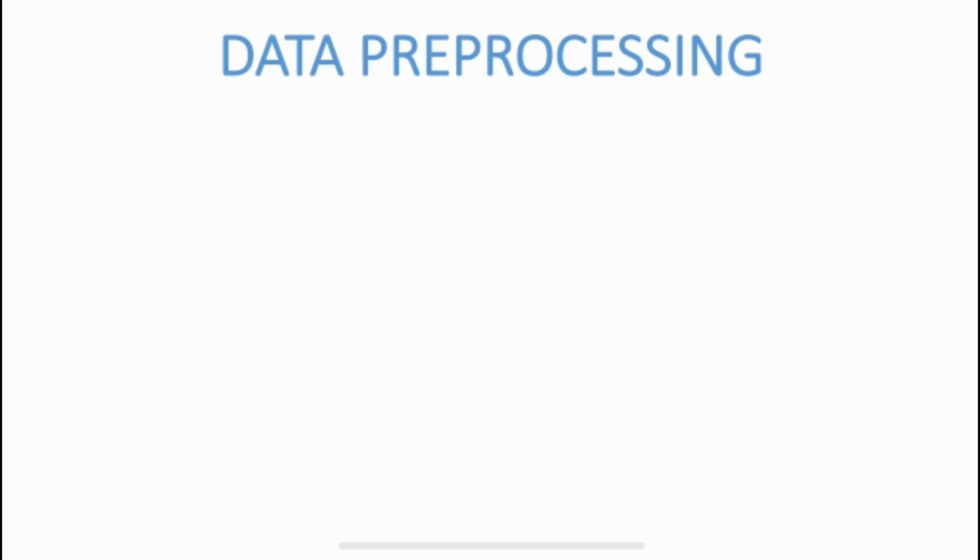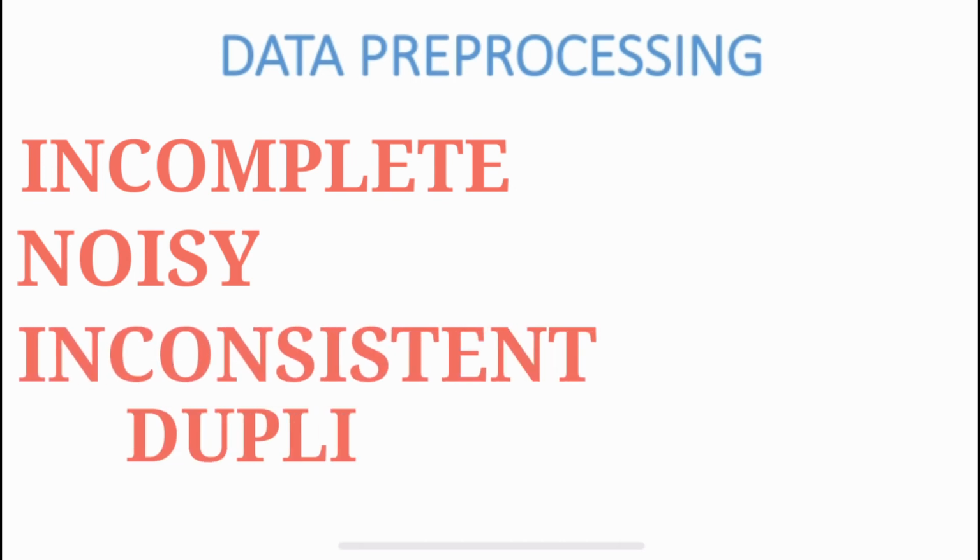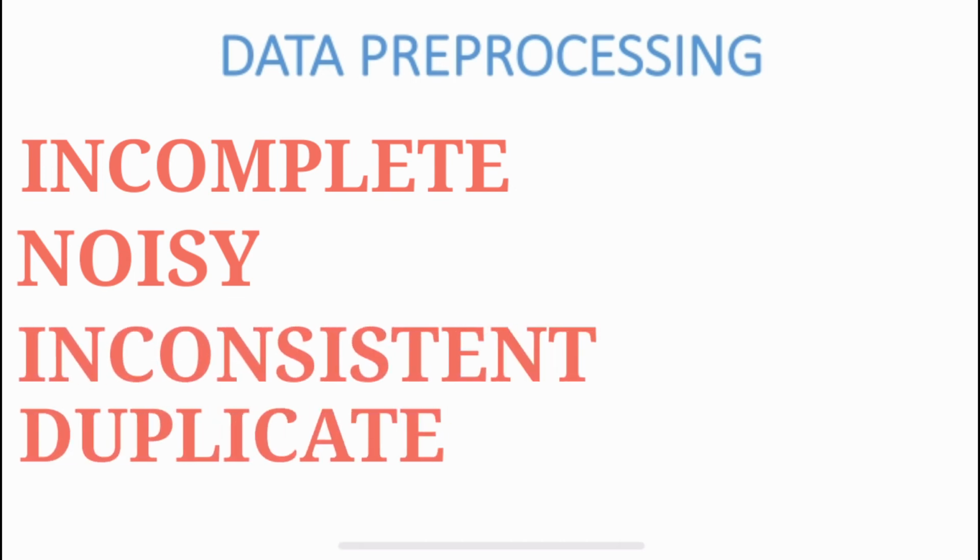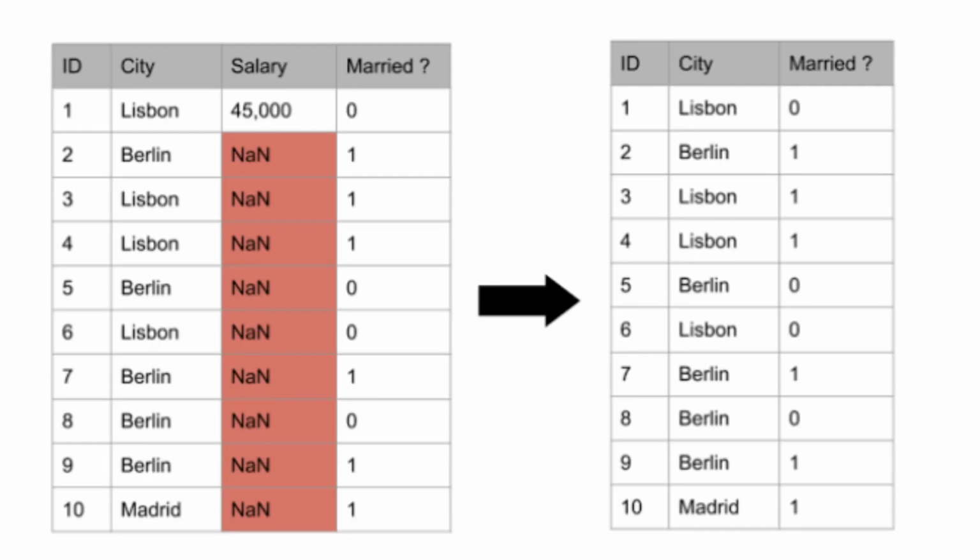You might be thinking, why can't we use the data which we receive from the source directly in the models? As I have already mentioned, the data in the real world is dirty: it is incomplete, noisy, inconsistent and duplicate. Let me explain all these terms with an example on the screen. Here, in the salary column, after 45,000 the values are not there. So we have to remove that column by the PCA technique that we will discuss in some other video. So it is clear from here what incomplete data is.